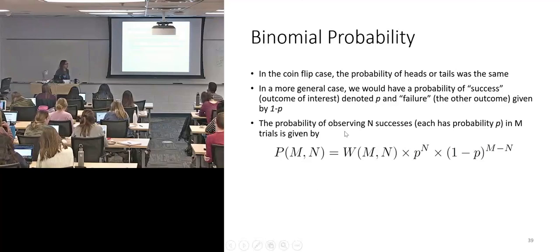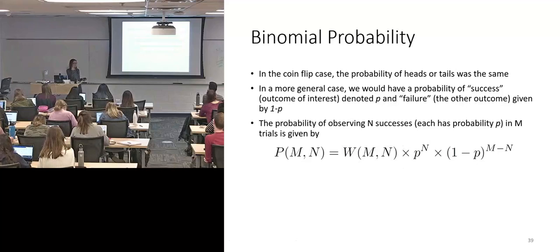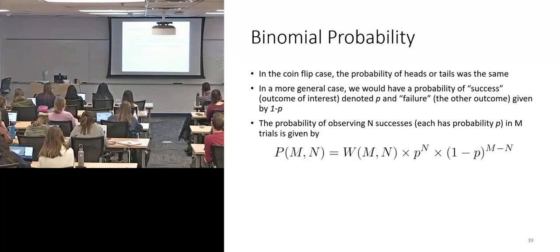So now if you want to calculate the probability of observing n successes, each with the probability p, in m total trials, it is given by this relationship here. So here's our multiplicity equation, which, remember, was m factorial over n factorial times m minus n factorial. That whole piece is encompassed here.